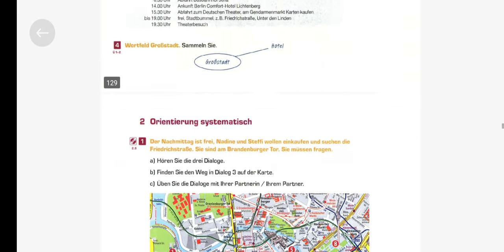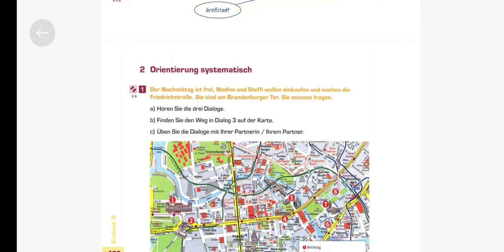Now, moving forward. Orientierung systematisch. Orientation systematically. So the first is, der Nachmittag ist frei. Nadina und Steffi wollen einkaufen. So here, wollen is used for wish. Wollen means they want to do shopping. Afternoon is free, and Nadina and Steffi want to do shopping and suchen die Friedrichstraße. They are searching for the Friedrichstraße, meaning Friedrich Street. Sie sind am Brandenburger Tor. They are at Brandenburger Tor.